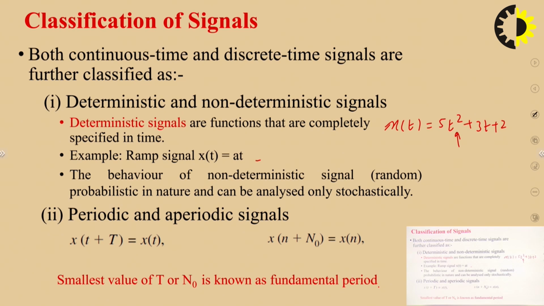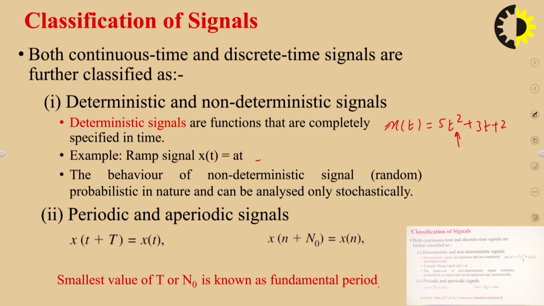Signals which are not deterministic are called non-deterministic, also called random signals. An example of a random signal is the noise signal, the best example of a random signal. In case of a random signal, we cannot exactly obtain the signal at a particular time instant, but we can predict its value based on some probabilistic aspect. Then the second type of signal is periodic and aperiodic signals.